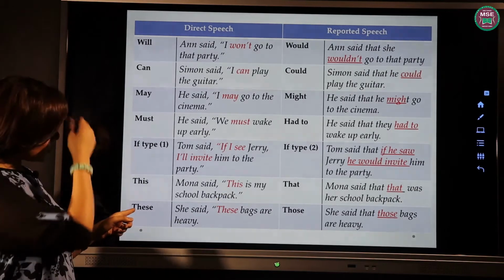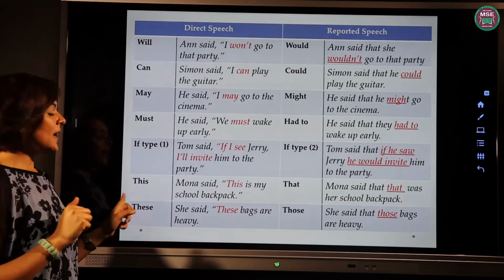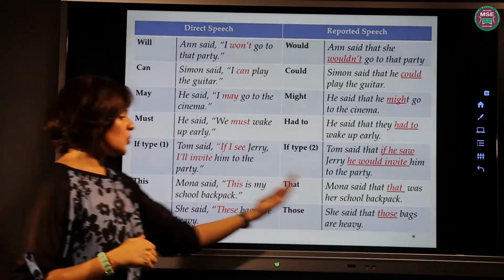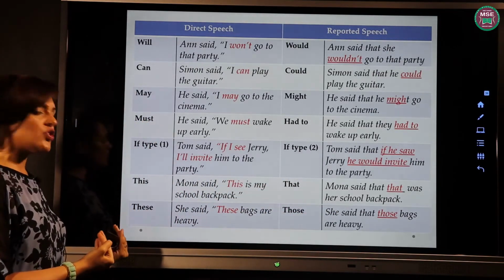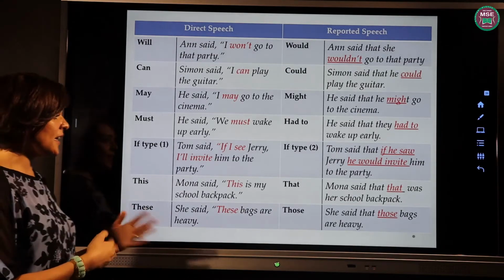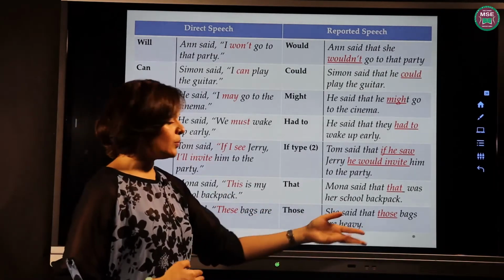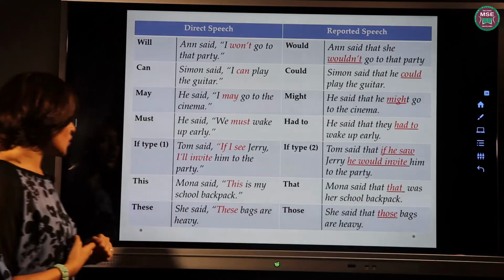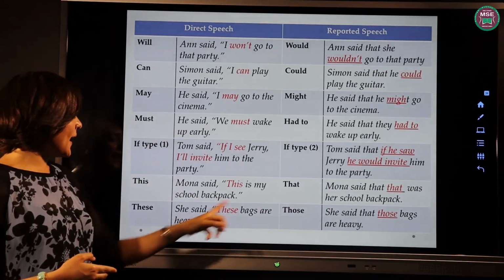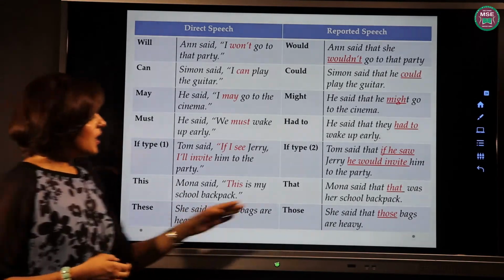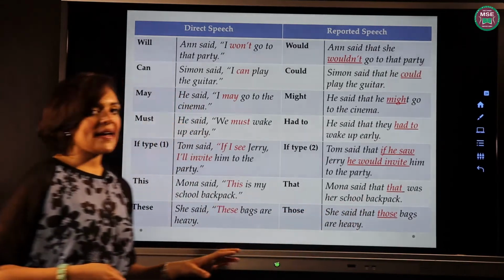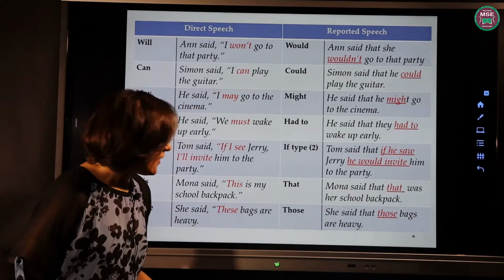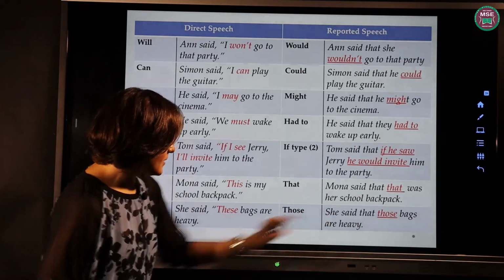We have the last word in this part, "these." It must become "those," because I speak about something which is very near to me while I'm speaking. But when I speak about something far, I say "those." She said, "These bags are heavy." It will be in the indirect, she said that those bags were heavy, not "are heavy." There is a mistake here.